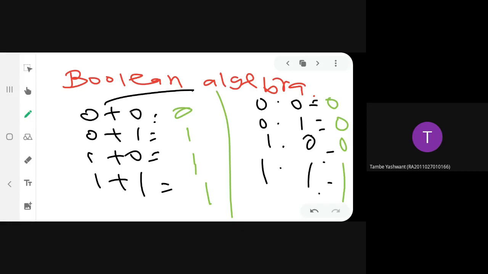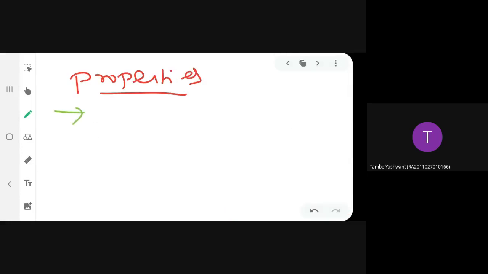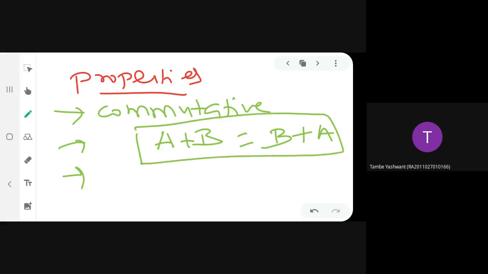So next thing is the properties. I think you must have learnt about the 3 properties also. What are the 3 properties? First one is commutative property, might be asked in MCQs. What is commutative property? Suppose A and B are the 2 input variables, and if it is to satisfy commutative property, then A plus B is equal to what? B plus A. So this property is called what property? Commutative. Make a note. These things might be asked in MCQs.